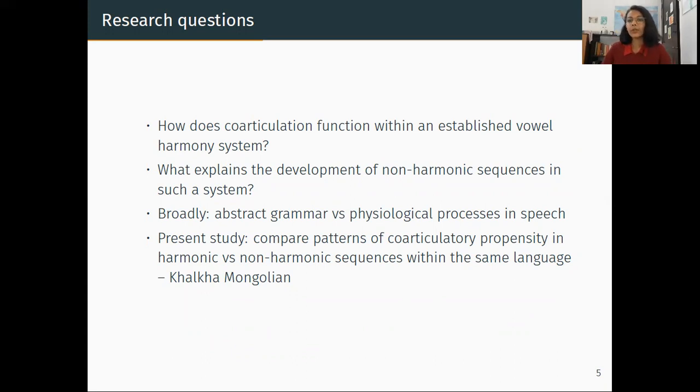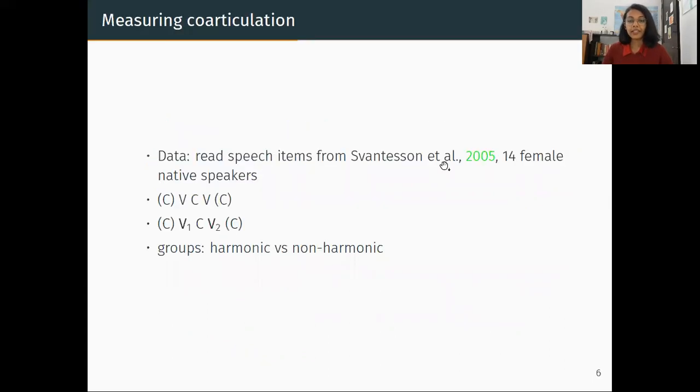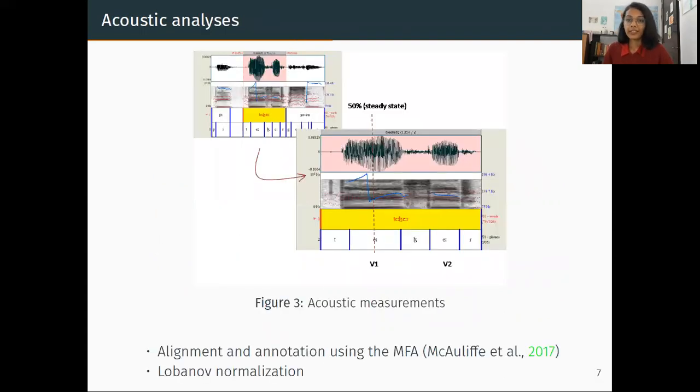So in this study, we want to quantify the patterns of coarticulation in Khalkha Mongolian and then see how these compare between harmonic and non-harmonic sequences. Our data consists of speech that was read by 14 native speakers and covers all of the vowels in both initial and non-initial positions. So these are disyllabic words with a VCV structure, and we want to look at coarticulation between V1 and V2. When this V2 slot has a high front vowel, this gives us a non-harmonic sequence. For analysis, we extracted F1 and F2 at vowel midpoints.